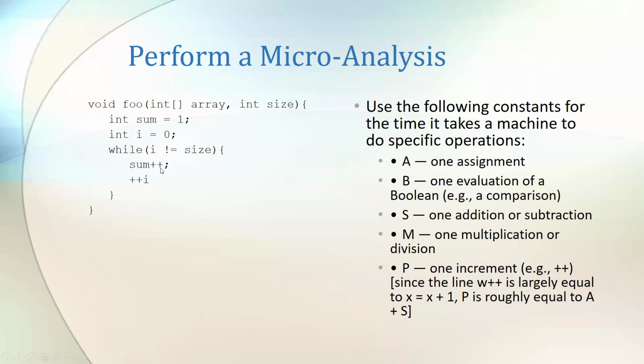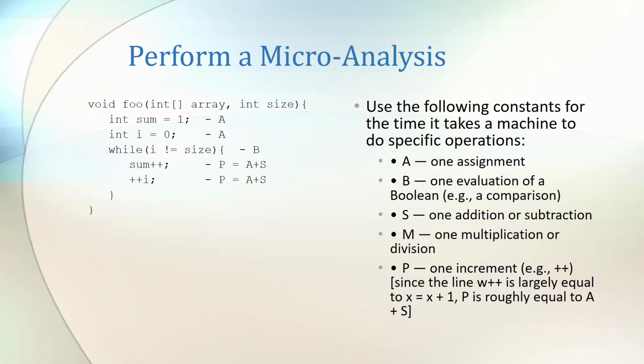Then the next move we're going to do is put down the timing for each one of these lines, right? So how much time does the first line take? A. The second line will be A as well. Then you have this comparison here, B. This is a Boolean. Then you have these two increments, which is 2 P's, right? And that's pretty much it. So if I wrote that down, that's basically what it looks like.